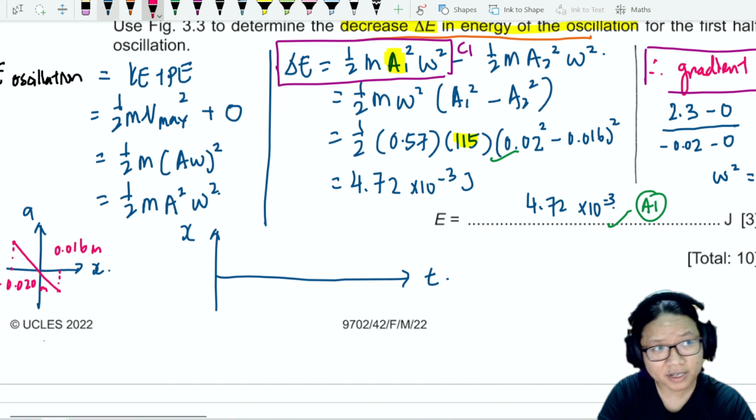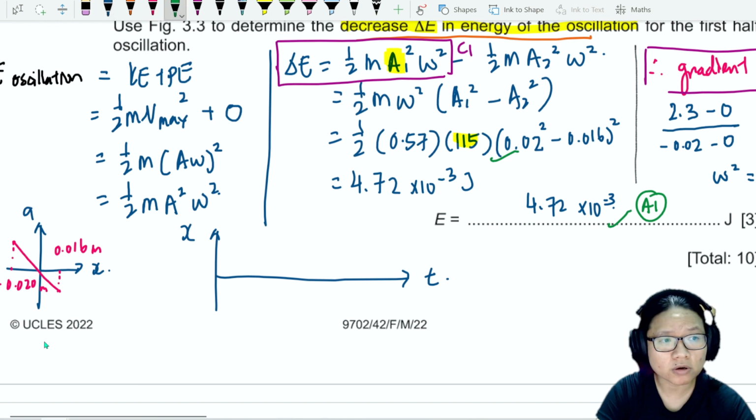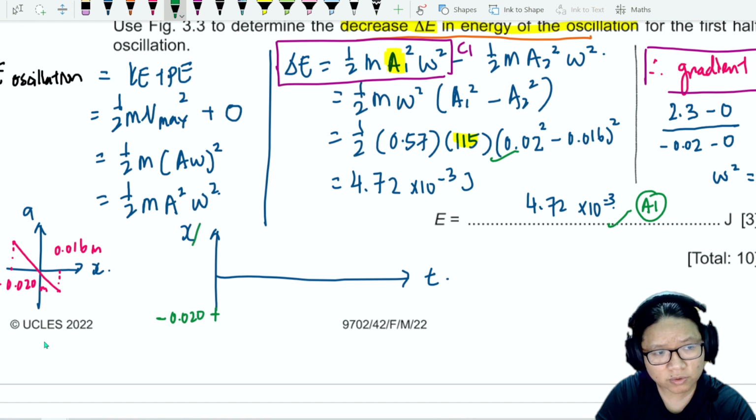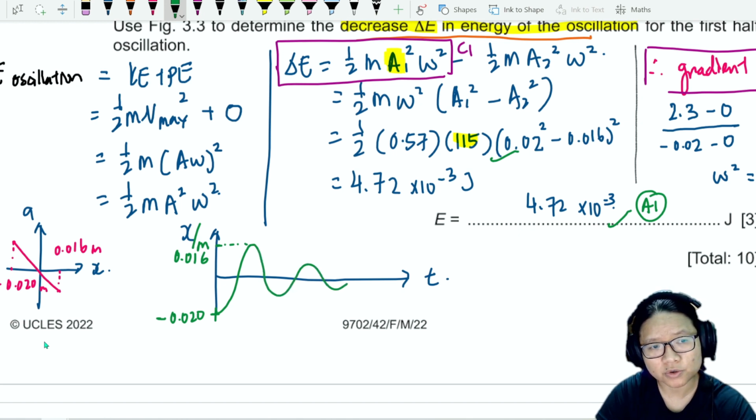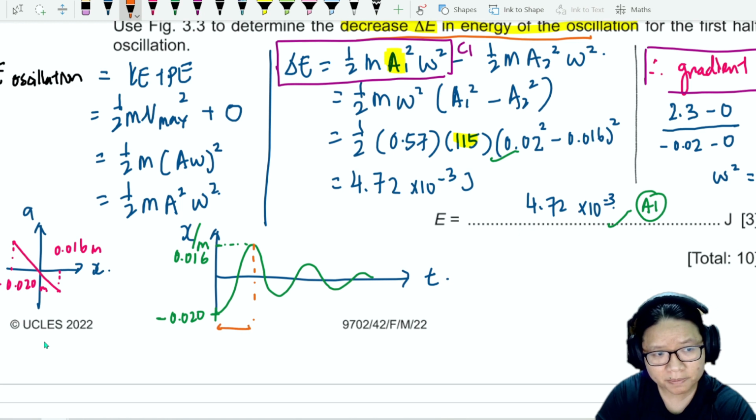So when they say first half cycle, it's negative because you push down the block, so we're going to start with somewhere here, negative 0.020. Let's say this one is meter. We're going to oscillate upwards, and that's all. That is the only oscillation part that we're looking at. So this part here is positive 0.016. After that, of course, the amplitude will decrease and attenuate. But our focus is just the first half of the cycle. So if you read the question carefully, first half.